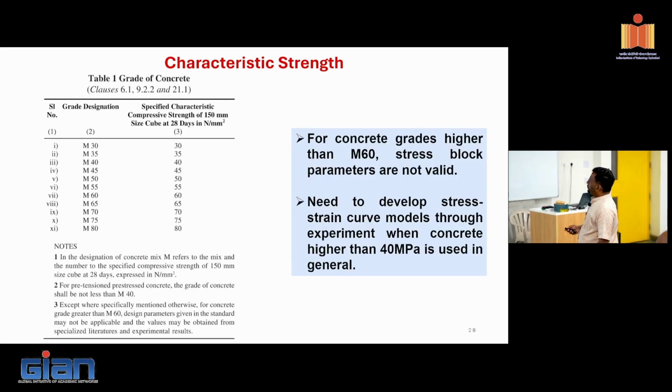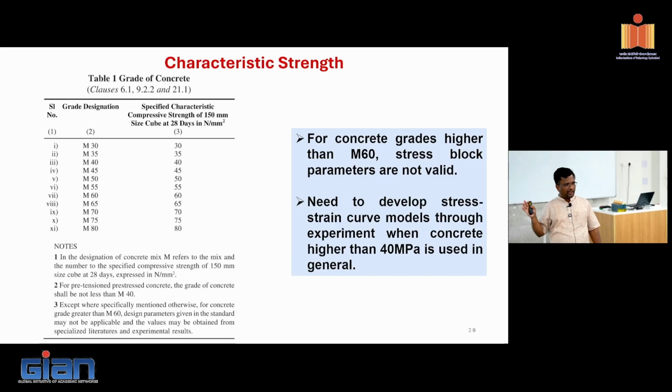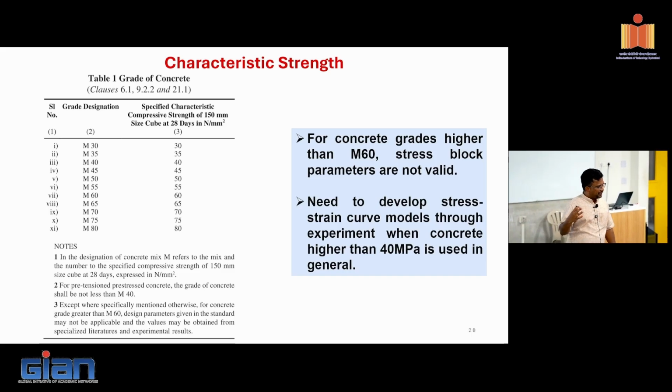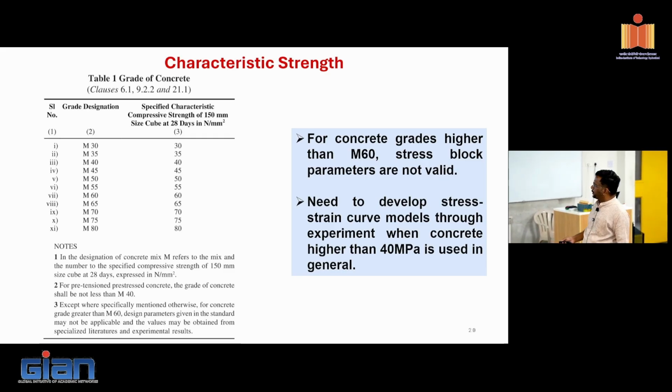Anyway, now this is for IS 1343. You know that the code allows up to M80 concrete, right? And it clearly mentions, you see here, that the design parameters given are not strictly valid for concrete grade more than M60. In fact, I told you, more than M40 itself it's strictly not valid. But again, we have not really done a lot of validation of prestressed precast components made from high strength concrete against experimental results. So a lot of work still needs to be done.